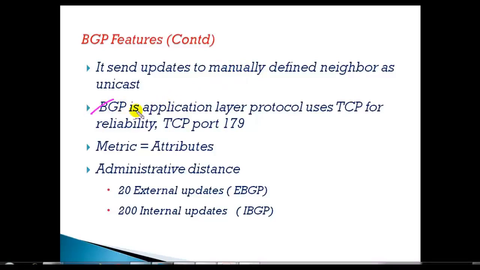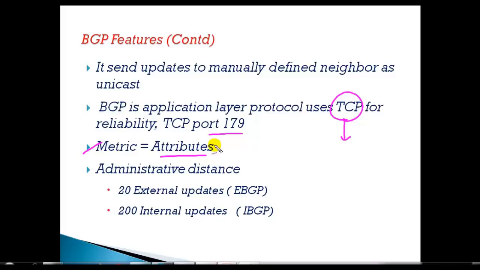So next thing, BGP is an application level protocol. For reliability, it uses the TCP protocol. It works on port number 179. And for the metric, it uses a lot of attributes. We've got the weight attribute, local preference, AS path, origin, next hop. We've got a lot of attributes.